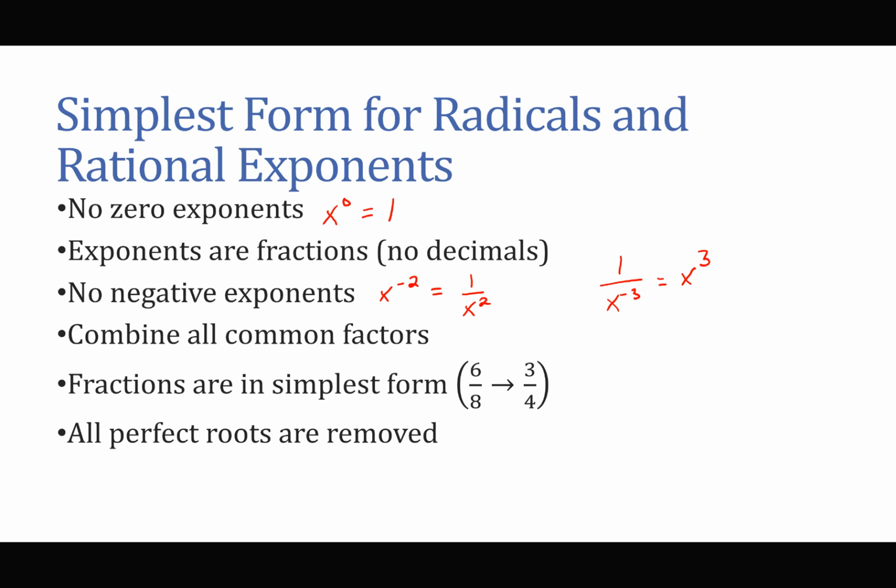Combine all factors. And so, like if we had 2 root 2 plus 5 root 2, well, we know that's 7 root 2. Do all of your combining that you can. And like I said, fractions in simplest form. I don't say reduce. You probably have heard reduce before. I don't say reduce because 6/8 and 3/4 are the same number. They're both 0.75. So 3/4 is not any smaller than 6/8. So I don't ever say reduce. I say simplify, because that's all you're doing. So 6/8 in simplest form is 3/4.